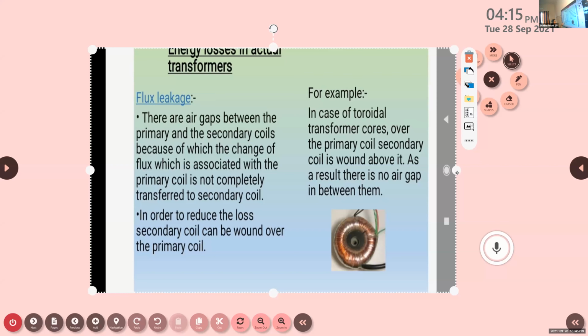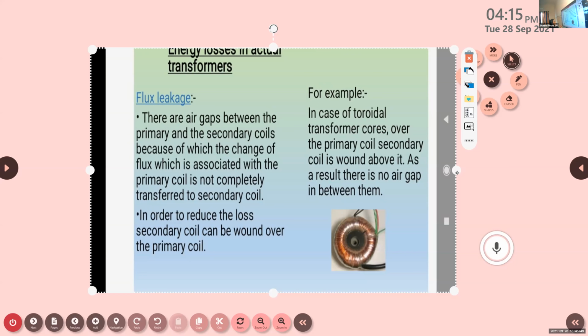In order to reduce the flux leakage, we can use a method. The secondary coil can be wound over the primary coil. That is what you can see in the case of a toroid. For example, in a toroid transformer, the secondary coil is wound over the primary coil. As a result, there is no air gap between the primary coil and secondary coil.